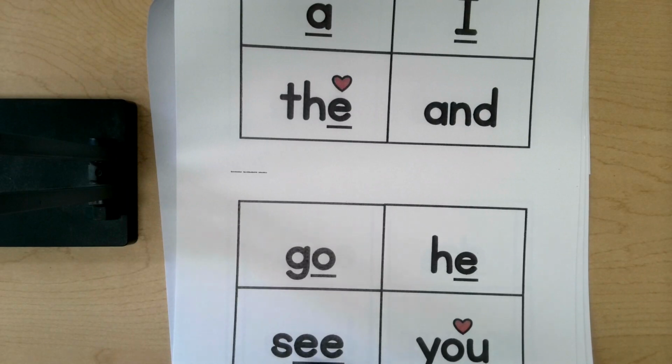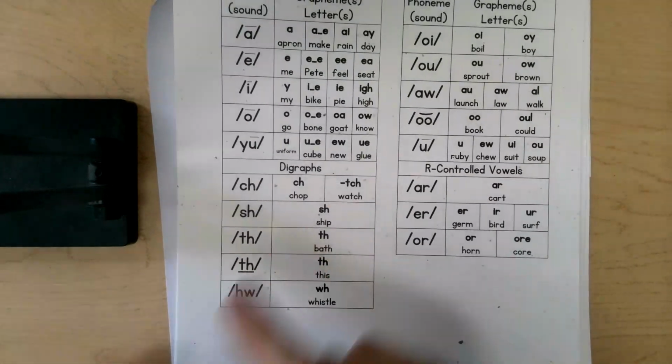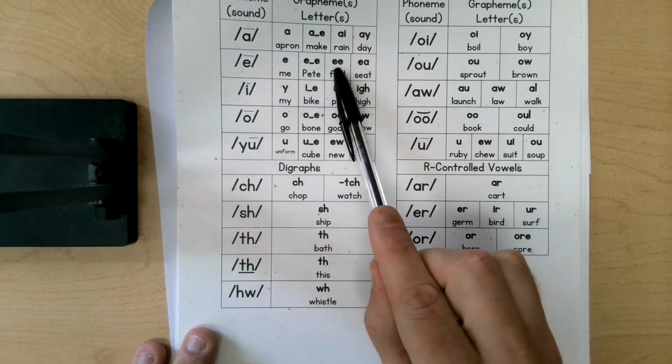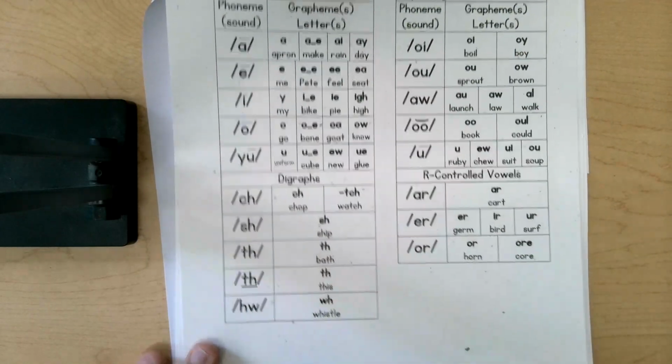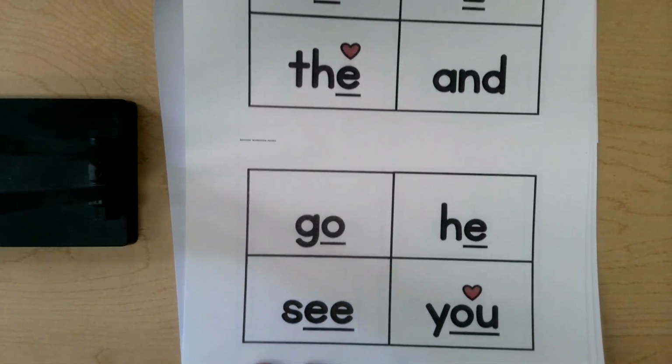In the word see, we have the double E. That's one that's in our phoneme and grapheme dictionary. If we look on the backside here for our long vowels, we'll see that in order to make the E sound, it can be represented lots of ways. One of those ways that we're going to learn is the double E. So that's why that one is underlined. It's a rule that we're going to learn and talk about.